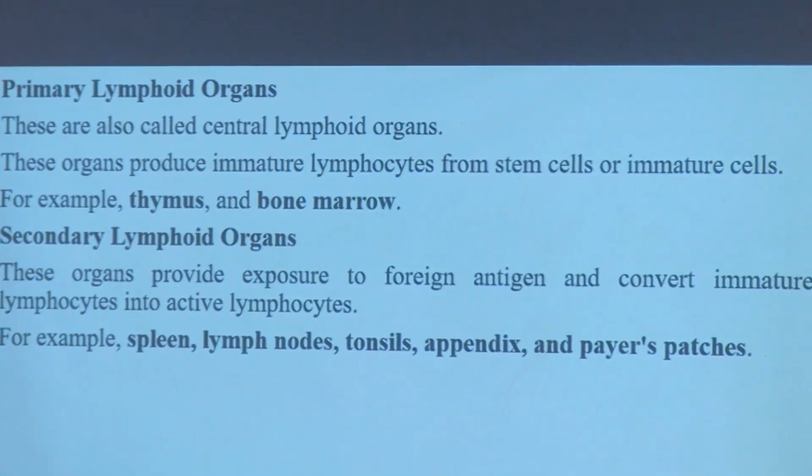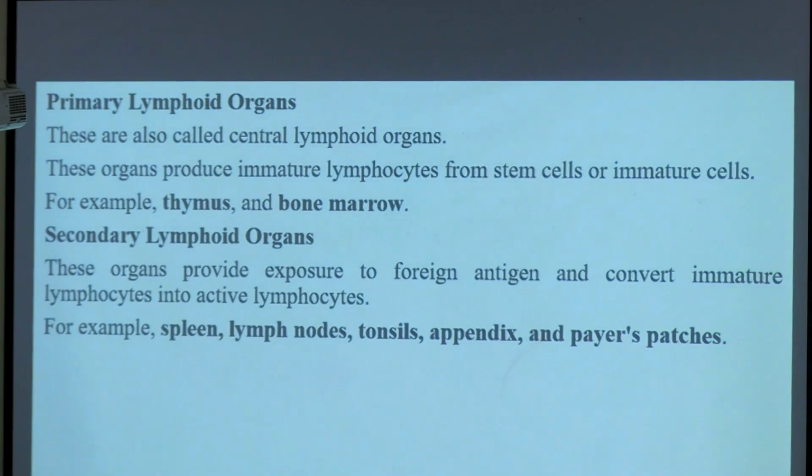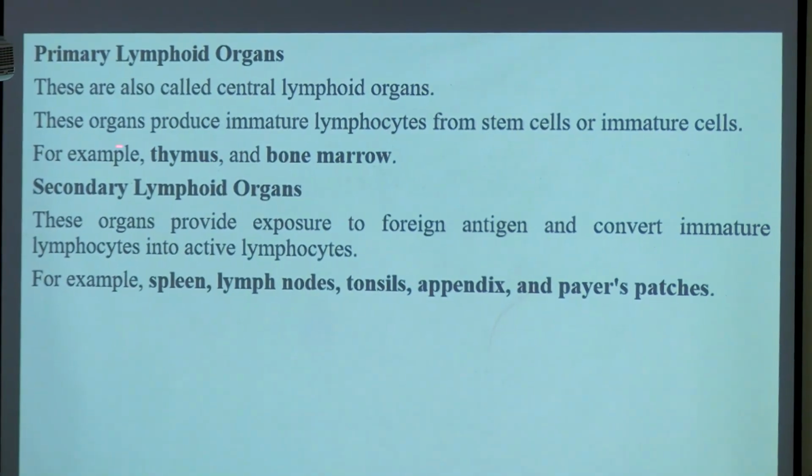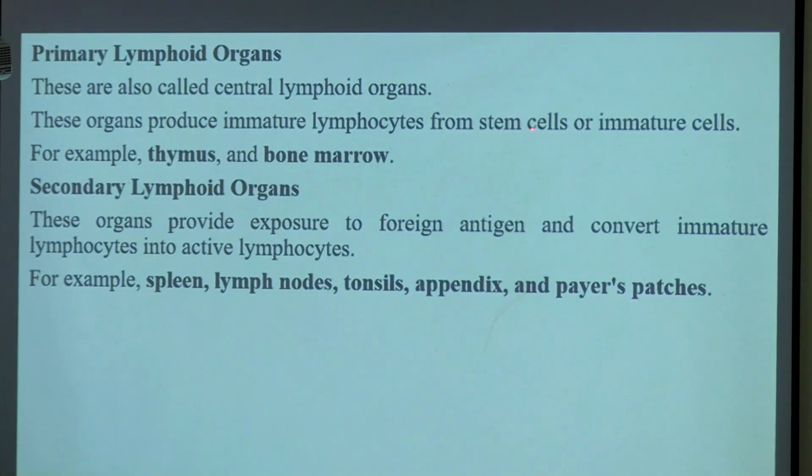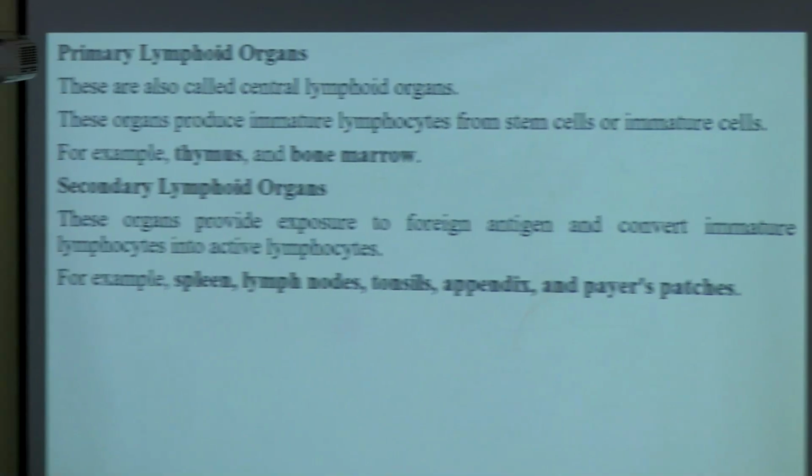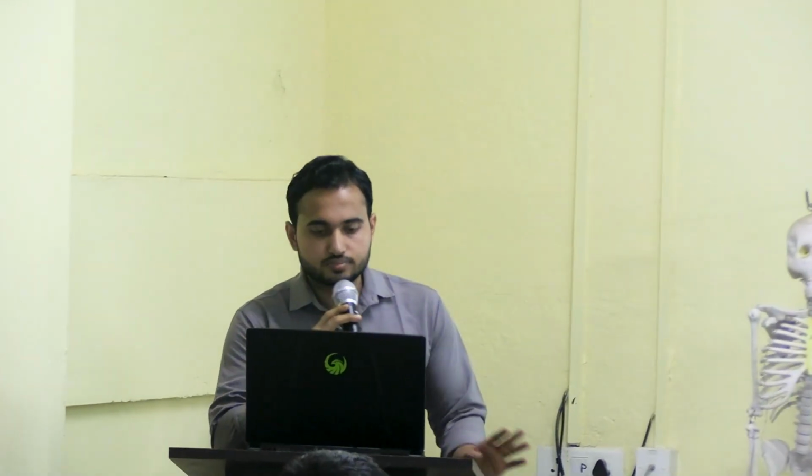Okay. Next, the lymphoid organs. Just now I have shown you the list of lymphoid organs. They are also of two types, primary lymphoid organs and secondary lymphoid organs. Now primary lymphoid organs produce immature lymphocytes, for example thymus and bone marrow. Here lymphocytes are present, but they are immature. That's why they are called primary lymphoid organs. Secondary lymphoid organs provide exposure to the foreign antigen and convert immature lymphocytes to mature lymphocytes. So mostly spleen, lymph node, tonsil, appendix, and Peyer's patches, which are present in the intestine, are the examples of secondary lymphoid organs.